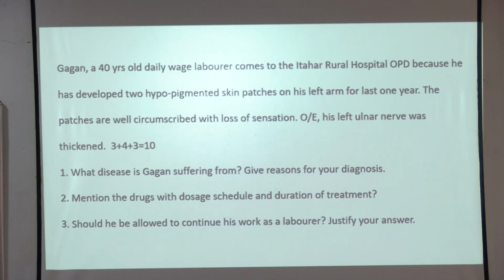No sir, multi-bacillary. Whatever the number of patches, if a nerve trunk is involved, that's a multi-bacillary case. Simple thing. And mention the drug with dosage schedule and duration of treatment. Again discussed. Should he be allowed to continue his work as a laborer? Justify your answer. Should he or should not?